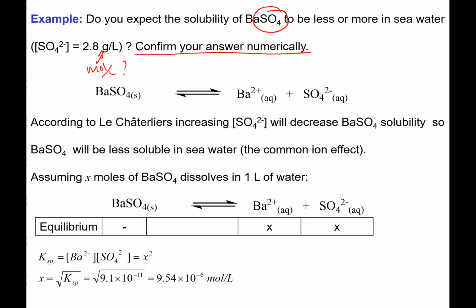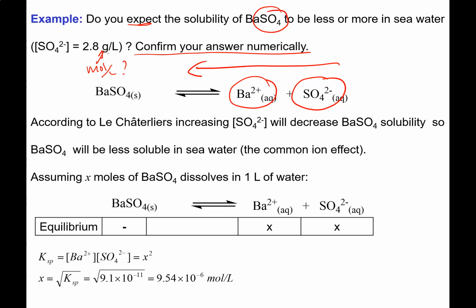So let's go with the 'do you expect?' What we're saying is if I had fresh water and I tried to dissolve some barium sulfate, what would happen is it would come into equilibrium with barium ions and sulfate ions. Now, what's the difference between freshwater and seawater? Well, the seawater has a much higher concentration of sulfate ions. So what that's going to do is push this equilibrium to the left.